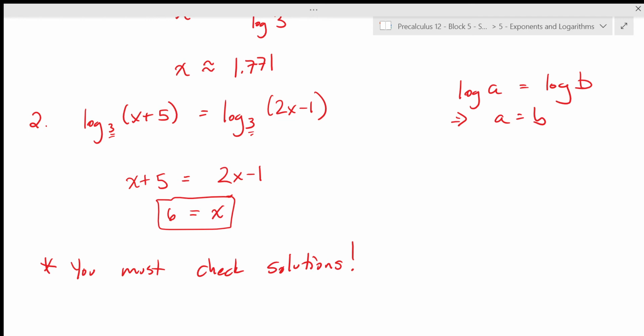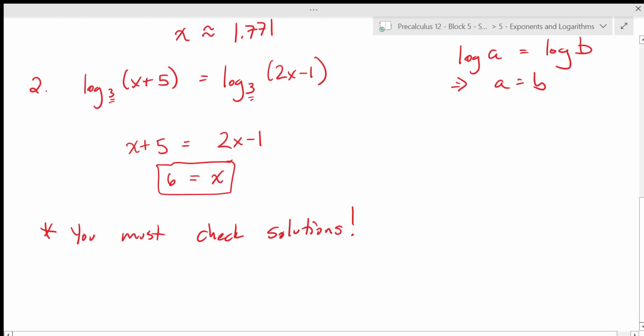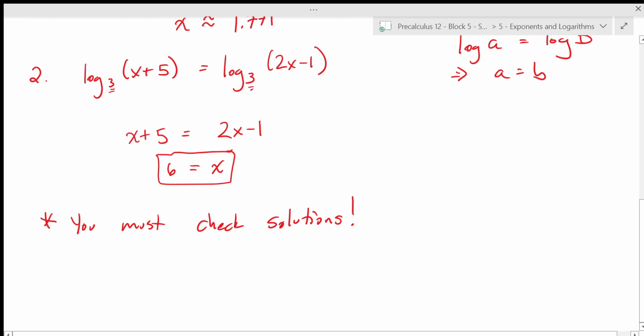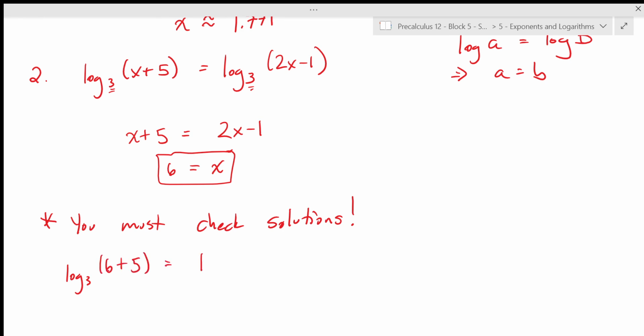They both just don't exist, and therefore the equation is not a valid equation, because you can't say that because things don't exist, they are equal to each other. So we're going to go ahead and just plug in: log base 3 of 6 plus 5 is log base 3 of 11.